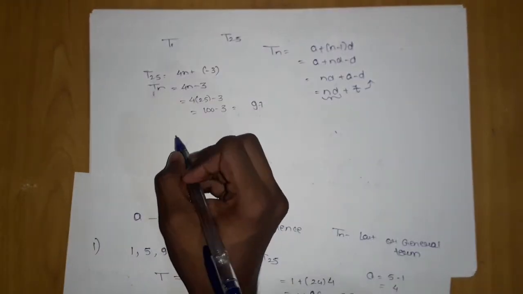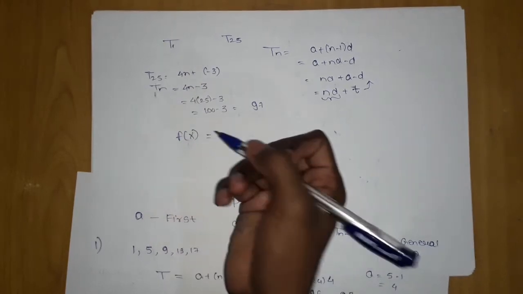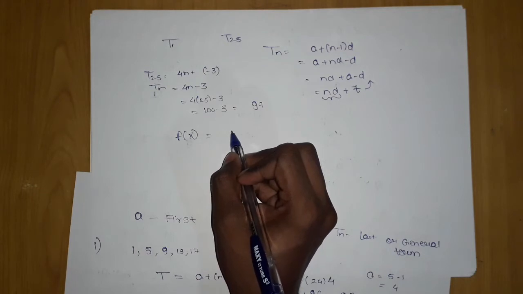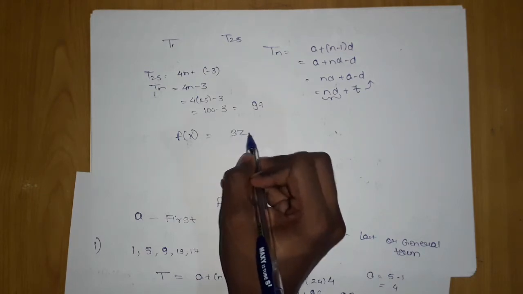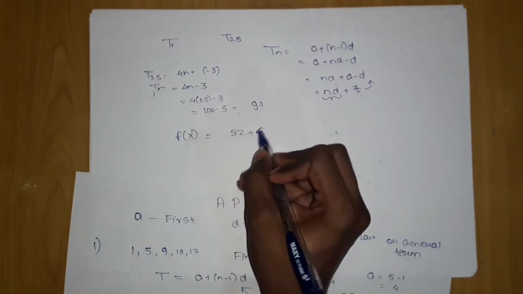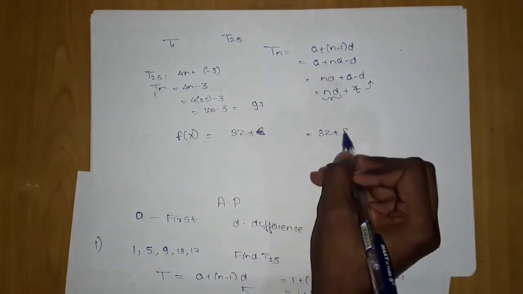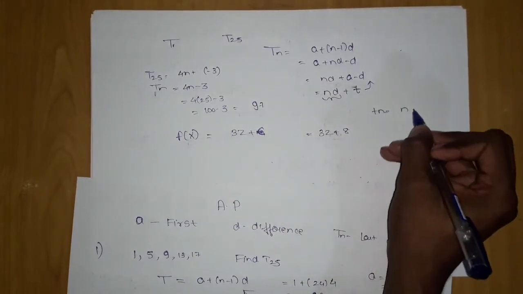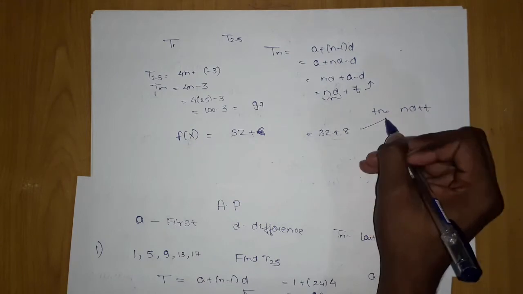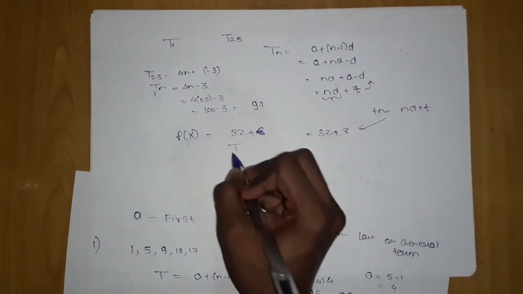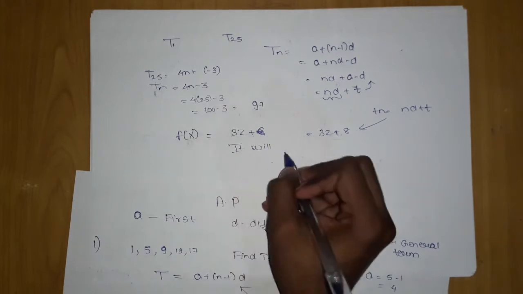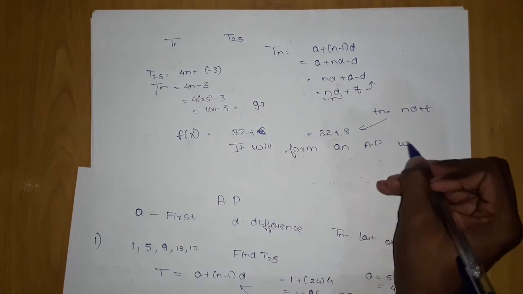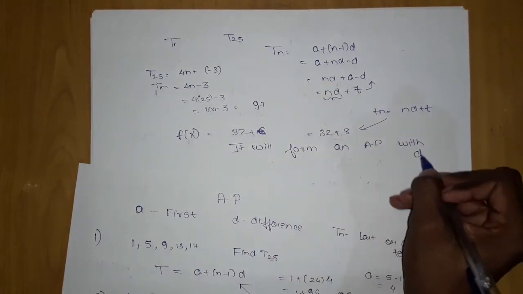Now, one more extra thing which you should know: if a function is of the form 3z plus a constant, like 3z plus 8, where 8 is a constant, you can recognize it as equal to nd plus t. Then this function will form an AP with d equal to 3.